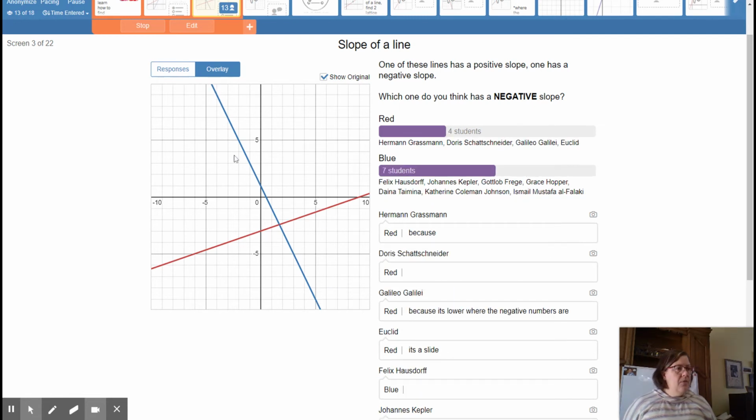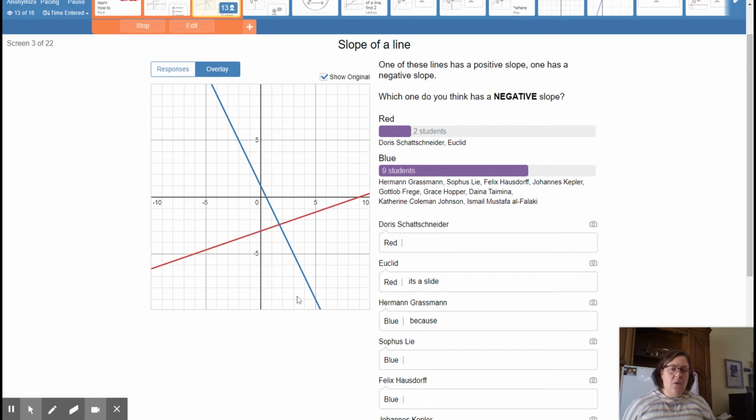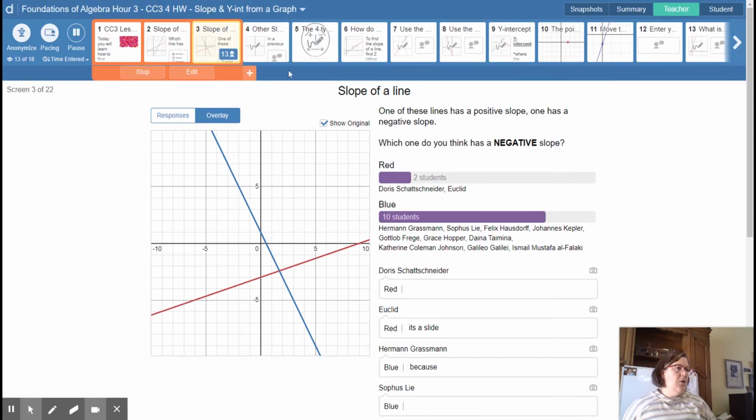All right, negative slope goes from the left down to the right. Okay, think about it as if you're going down a slide or you're going to go sledding. You're at the top of that hill and it goes down to the right. That's when we have a negative slope.